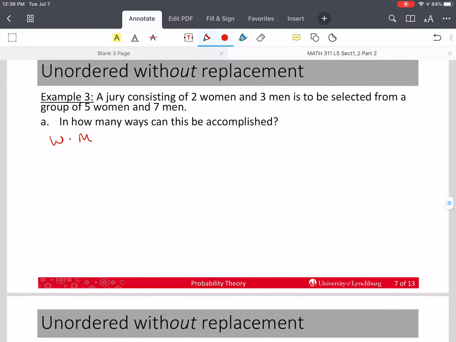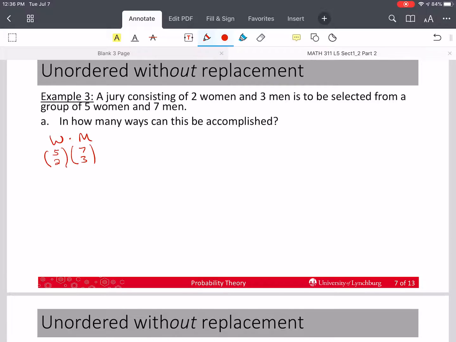All right. So we have 5 women and we're choosing 2. We have 7 men and we're choosing 3. And so I'm going to write this out using the definition, 5 factorial over 2 factorial, and 5 minus 2 is 3 factorial. Then I have 7 choose 3, so 7 factorial, 3 factorial, 4 factorial. Notice that the bottom digits have to add up to the top digit.